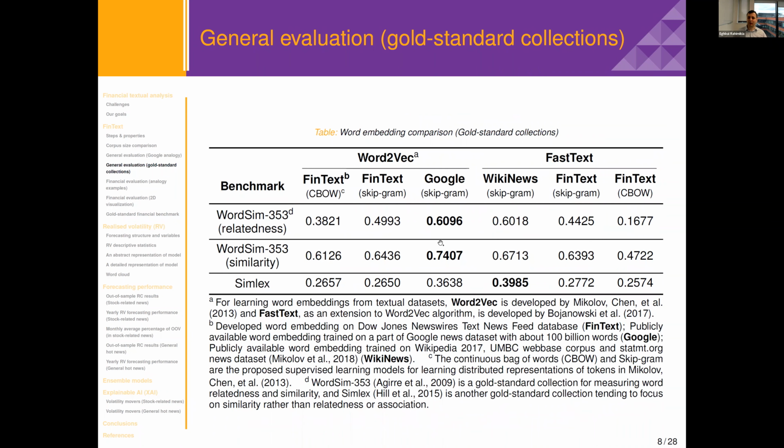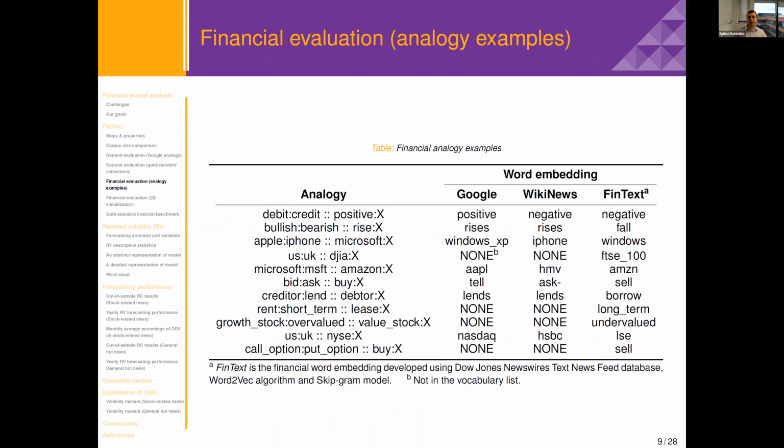The second group of benchmarks, which is mostly focusing on relatedness and similarity, is showing that Google in this case is winning. So it depends on the benchmark we are applying. They have different approaches. Here, they focus on some analogies in finance, so let's ask some questions. Bullish to bearish is like rise to. Google's answer is rises. We can use rises, but fintechs is reporting fall. Let's make it more complicated. Microsoft to MSFT is like Amazon to Apple, HMV, Amazon, AMZN, which is the ticker of Amazon. So this is right too.